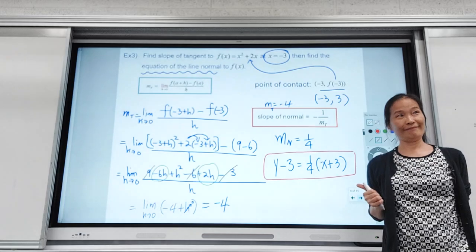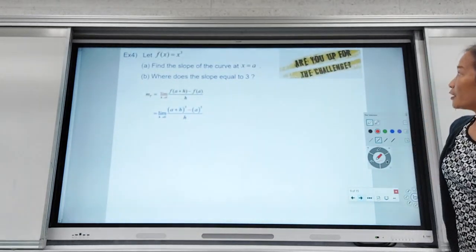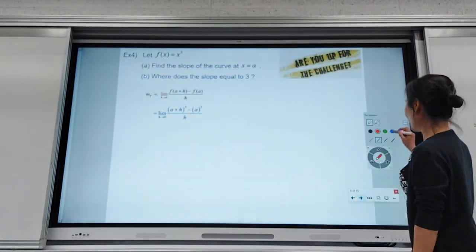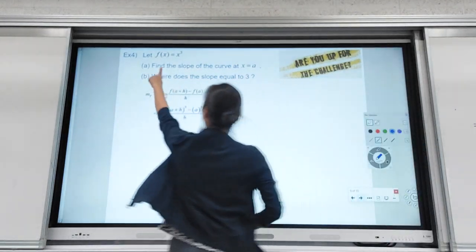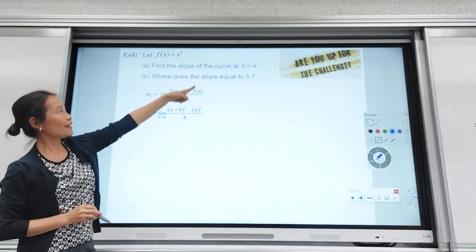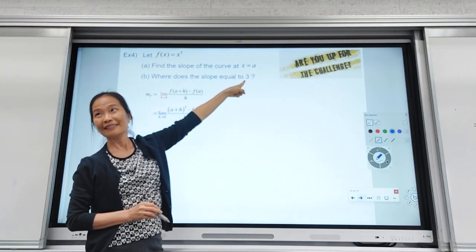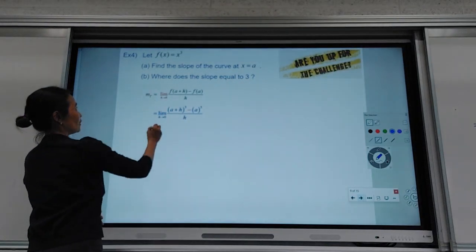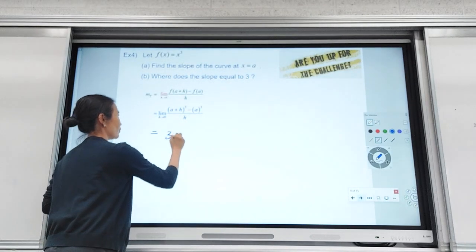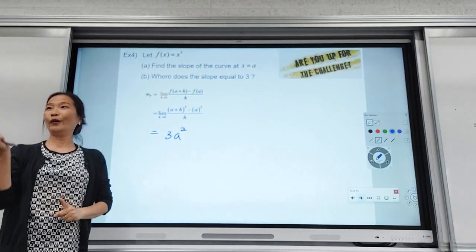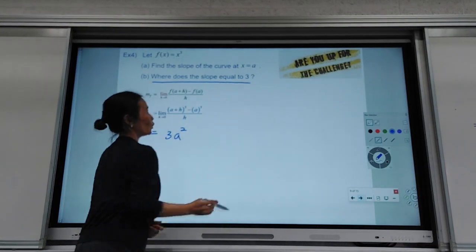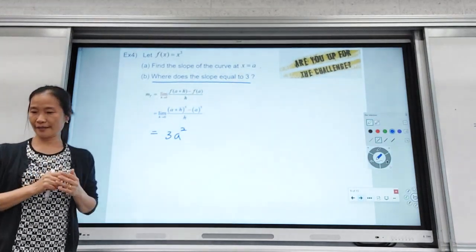Are we good? So let's look at what other questions we can encounter. Here it says f of x equals x cubed. We already found the slope at any given point, didn't we? So the slope of the tangent, after you simplify, is 3a squared. We already did the work ahead of time. Now, part B: where does the slope equal 3? Find all the points that satisfy that.